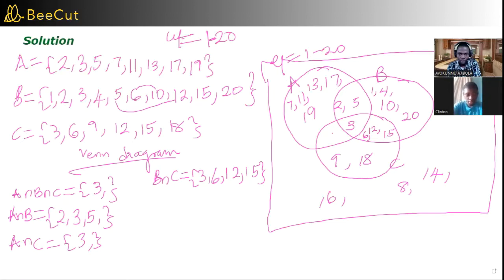The third question says find A union C. Union simply means combination of everything in A and C without repeating anything. So A union C will be given as the total of A and C without repeating anything. So let's look for A and C.